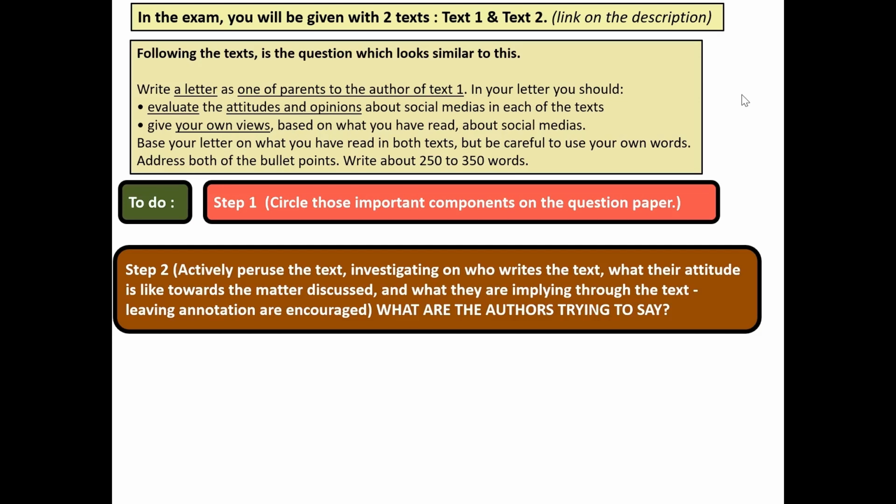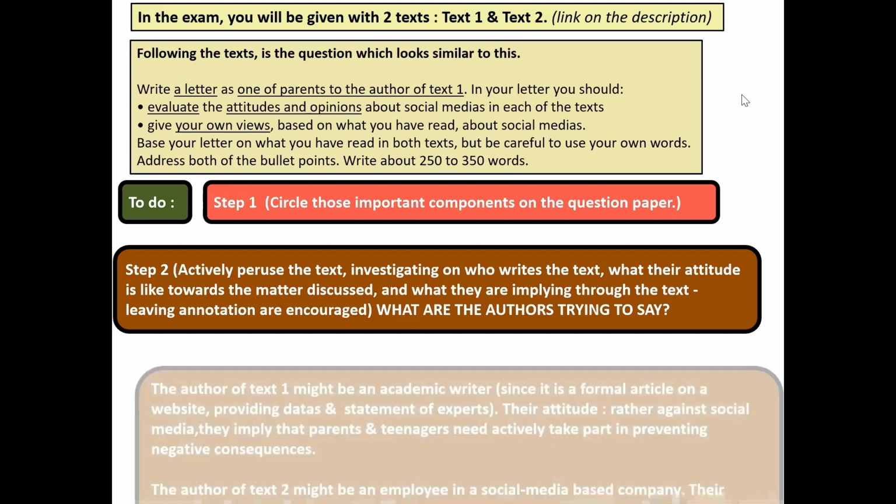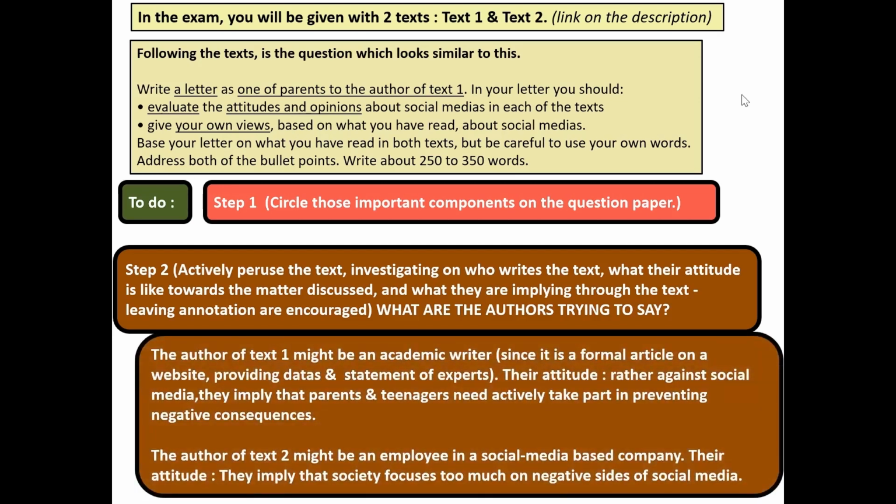Okay. All right. So these are my answers. According to me, the author of text one might be an academic writer, since it is a formal article on a website providing data and statements of experts. You can see here the author seems like an academic writer. Is it true? We don't know, but we can assume from the tools we discover within the reading text itself.